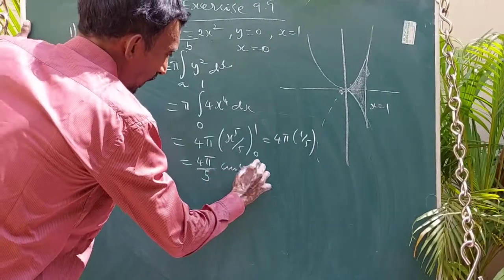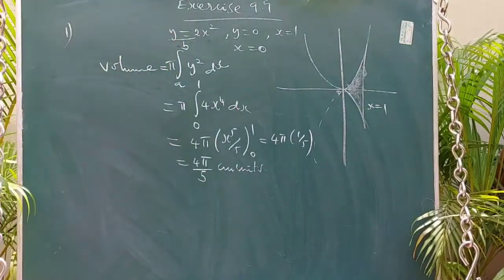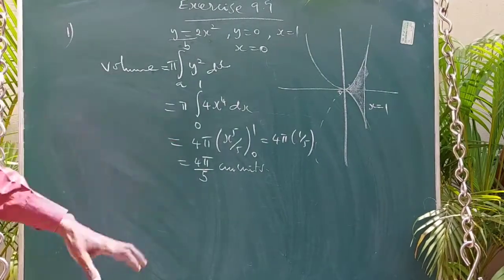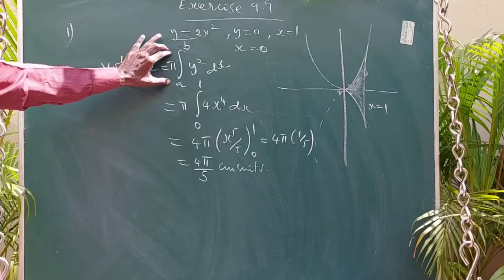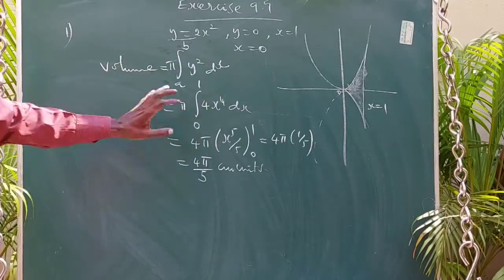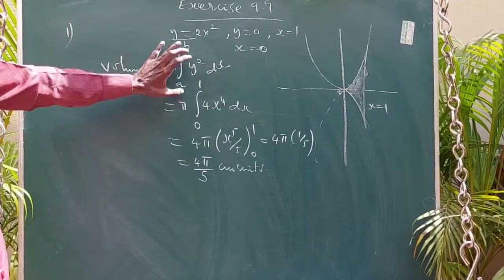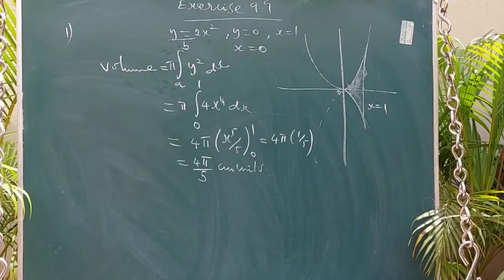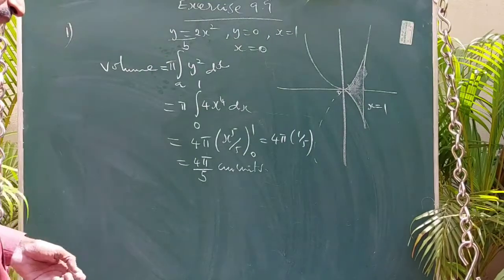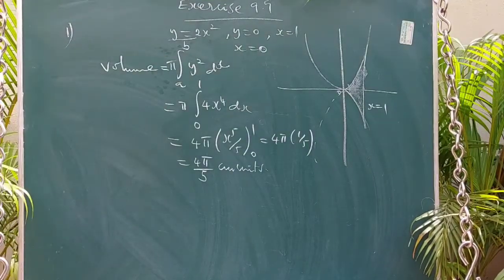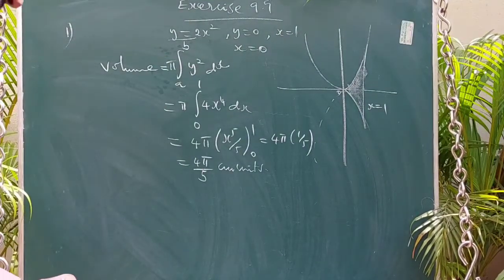You can write cubic units. The problem may look difficult, but the answer is very simple. With respect to x, it is pi into integral y square dx. With respect to y, it is pi into integral x square dy. Simple one.